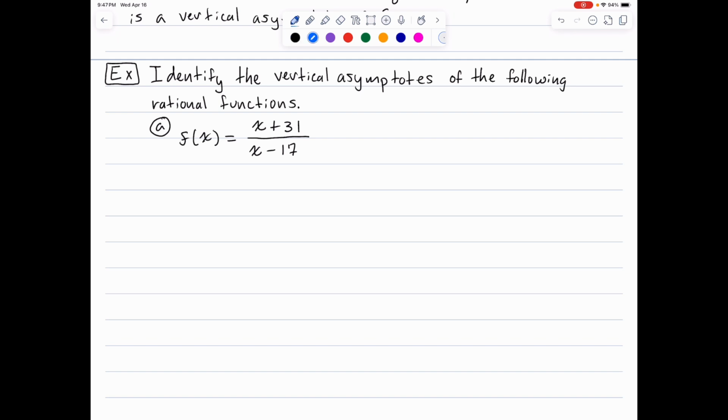Well, we know if we set the denominator equal to 0, that will tell us what our vertical asymptote is. So let's do that. Let's go 0 equals x minus 17. Well, now we want to solve for x. So we would add 17 to both sides, and we'd get x equals 17. So we can say that there is a vertical asymptote, usually I just say VA, at x equals 17. And then you're done with part A.